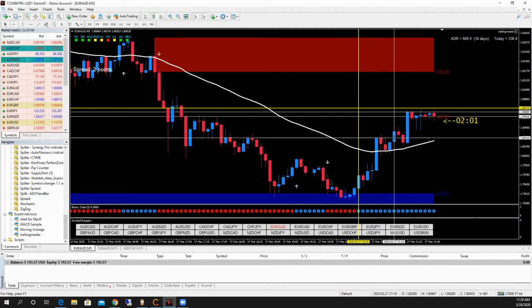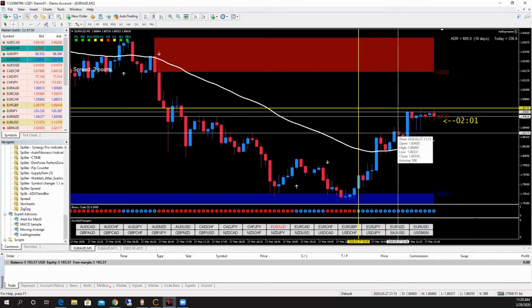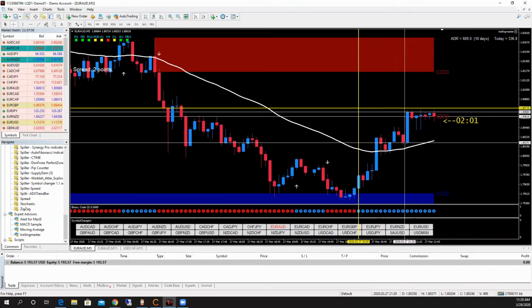The third thing we're looking for is the next blue candle. This one is a red one. This one is a red one. Here's our blue one. This is the one we're going to get in on, and you would have taken this up almost 50 pips.